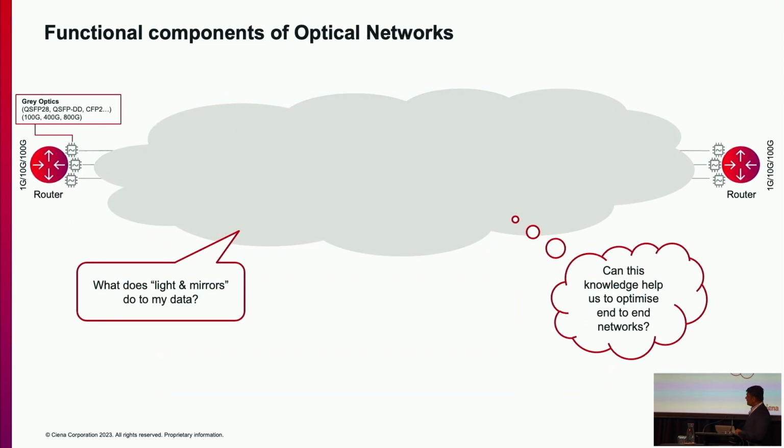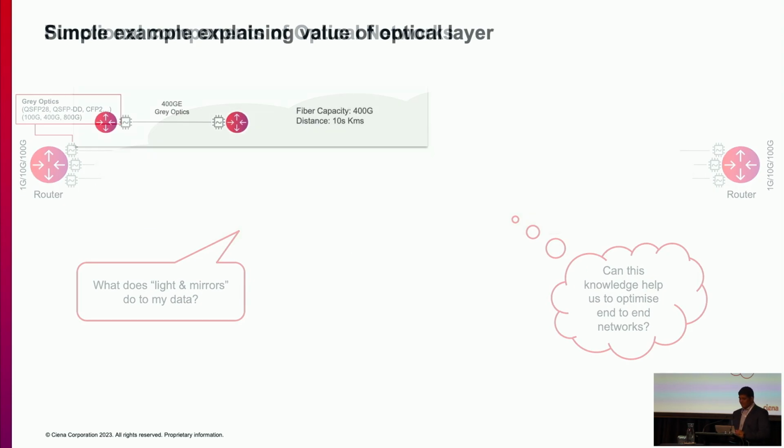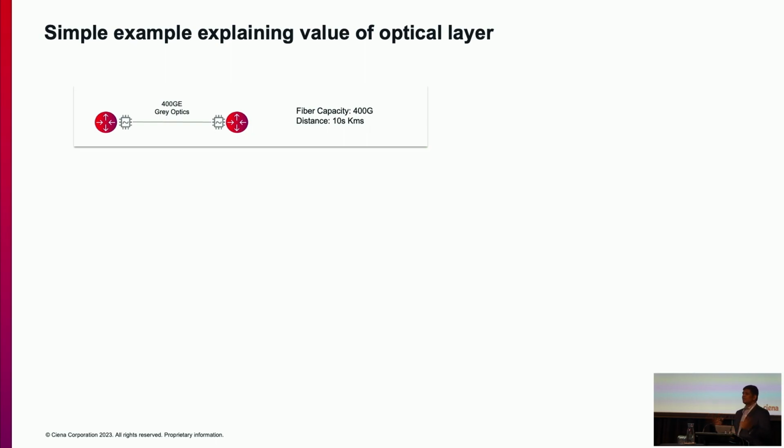So to understand, let's have a look at the optical layer from an IP view. This is what we generally look at when we see a diagram coming from an IP expert. Two routers with gray interfaces going through the cloud, and the cloud represents the optical transmission network. Many would like to understand what this light and mirror does to my data. And if I get the knowledge and see how this data is transferred over the optical line system, I could better optimize my end-to-end network. So let's have a quick view of the value proposition that the optical layer brings on board with a very simple example before jumping to the detailed discussion on the functional components.